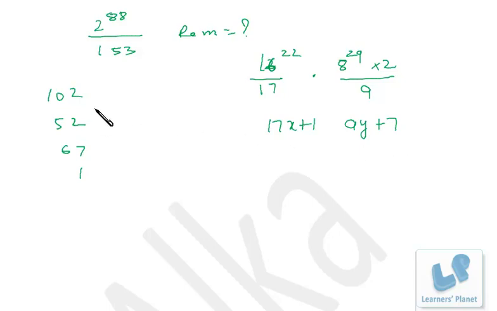So see, 102 is a multiple of 17, so it's discarded. 52 is 1 more than a multiple of 17, that is 51 plus 1, and it is 7 more than a multiple of 9. So this is the correct choice because it is in both formats, 17x plus 1 and 9y plus 7. How easy it is if you are conceptually clear. Okay? I hope you are getting me.